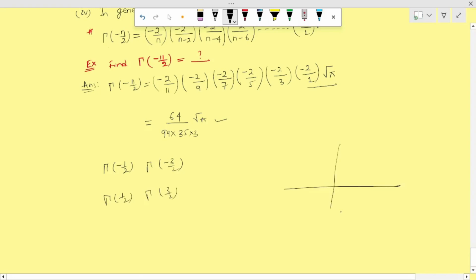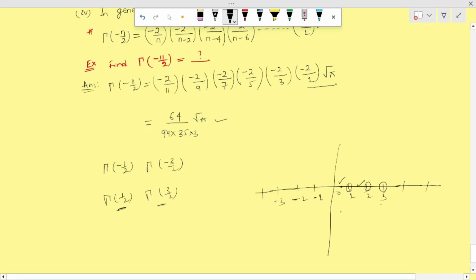That means if I am going to draw a graph, this is your 1 2 3 4 5, this is your 0, and minus 1 minus 2 minus 3 minus 4, this is your 1 2 3 and minus 1 minus 2 minus 3. So here we have evaluated gamma half. Gamma half means at this point some value we have found. Gamma 3 by 2, that means at 1.5 also we have found. Gamma 1 value already we have evaluated. Gamma 2 value is nothing but 1 factorial. Gamma 3 value is nothing but 2 factorial, that we know.